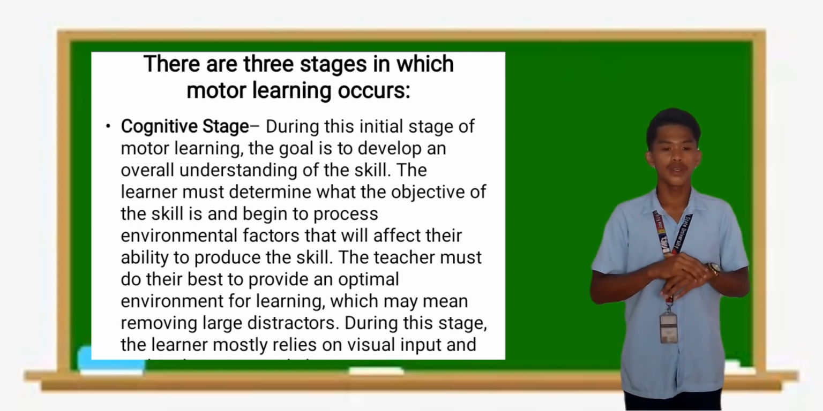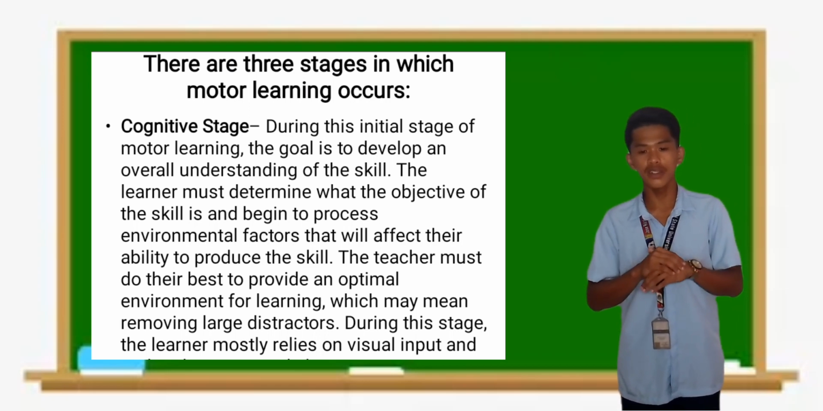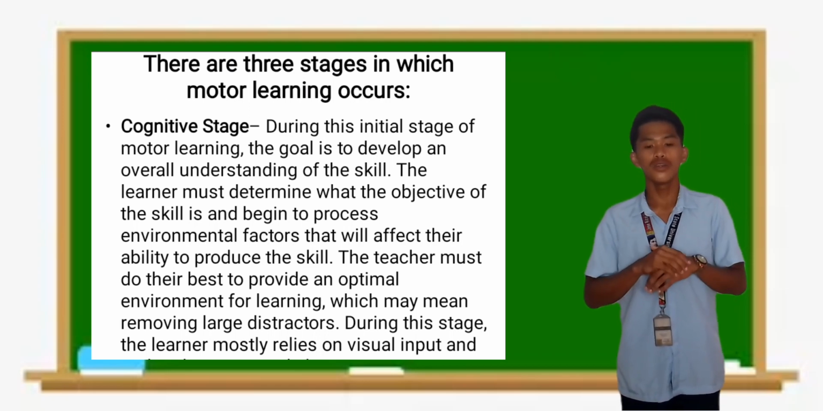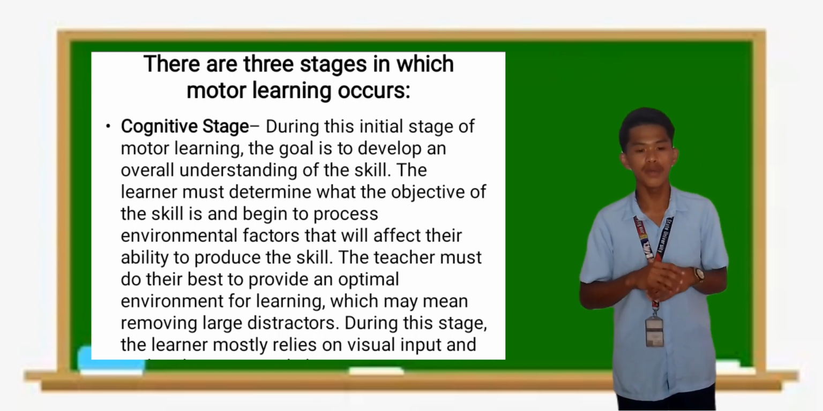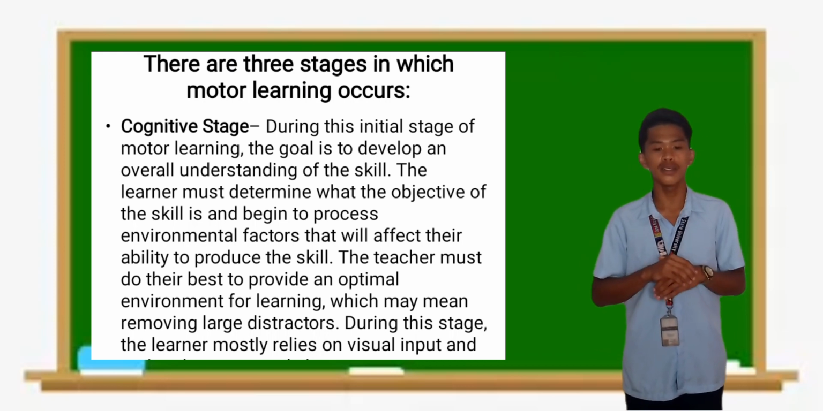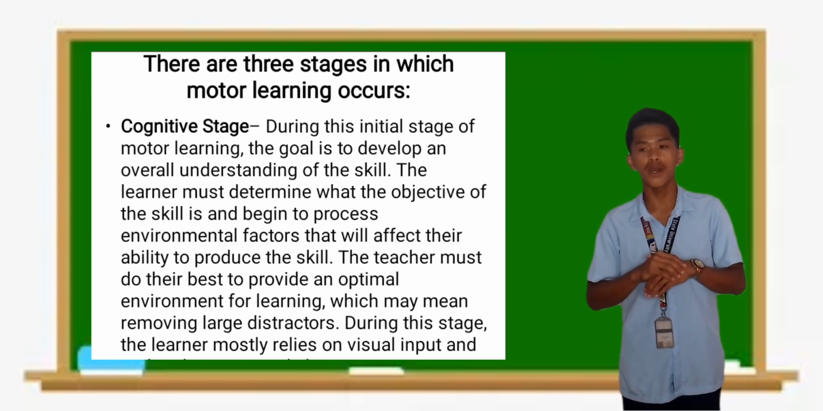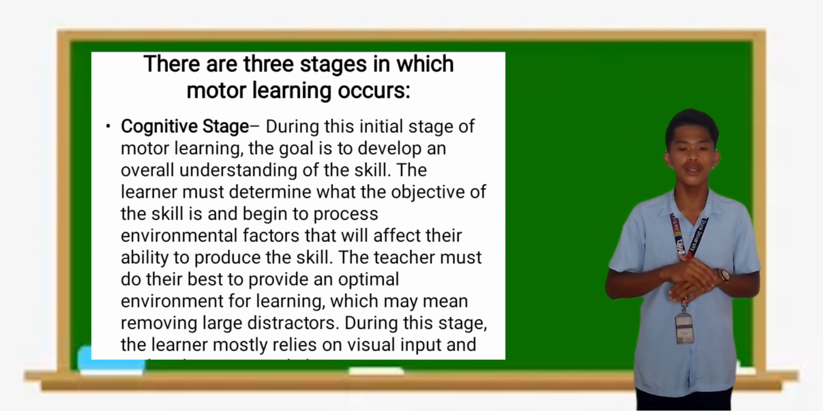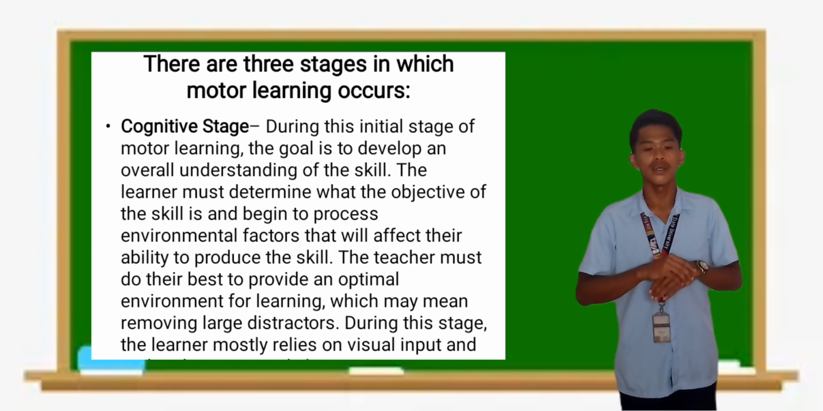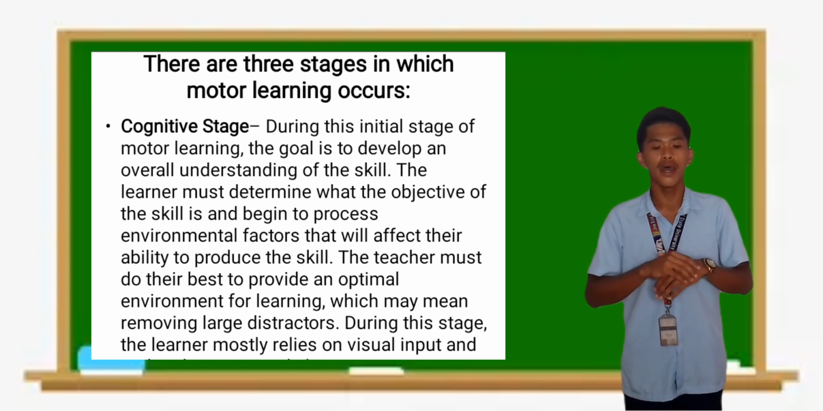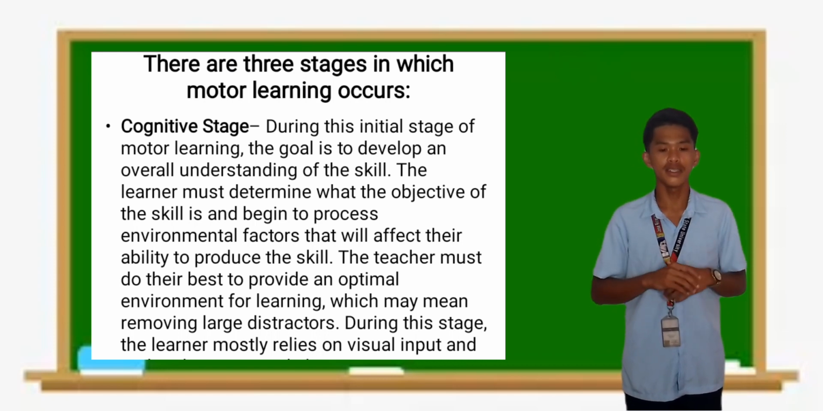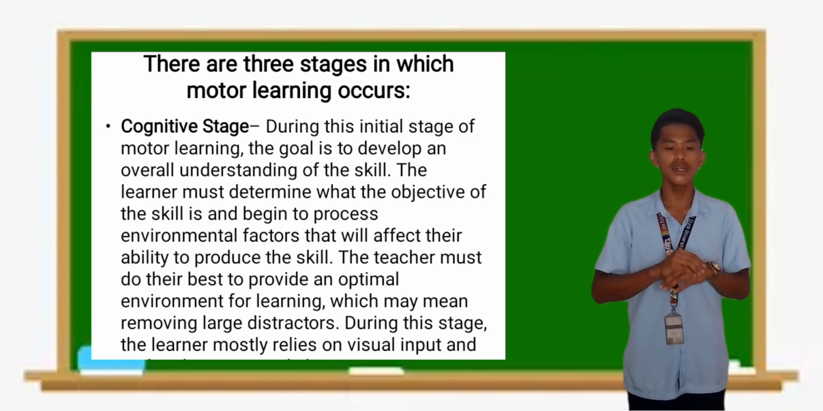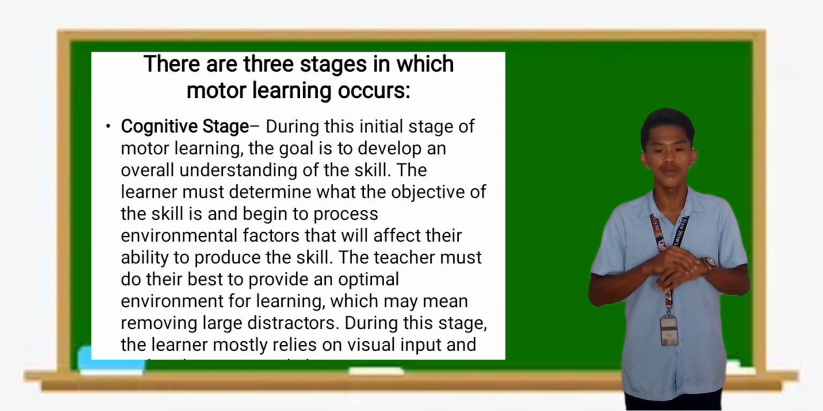In the first stage, the cognitive stage, the goal is to develop an overall understanding of the skill. The learner must determine what the objective of the skill is and begin to process environmental factors that will affect their ability to produce the skill. The teacher must do their best to provide an optimal environment for learners, which may mean removing large distractors. During this stage, the learner mostly relies on visual input and trial and error to guide learning.